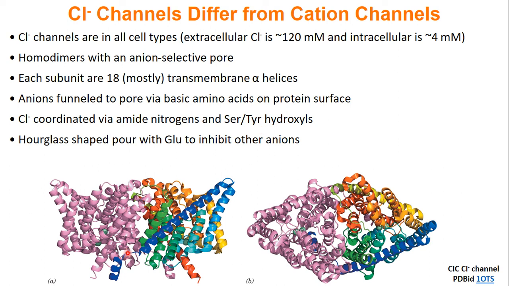And you have an hourglass shape with glutamic acid. Any other negative ion that tries to interact with the pore will be inhibited by glutamate, because remember, glutamate has a negative charge, and so those two will repel each other. But chlorine can go through. So as we see from the negative ions, although they have a different shape, the idea is the same as the potassium channel that we have talked about previously.